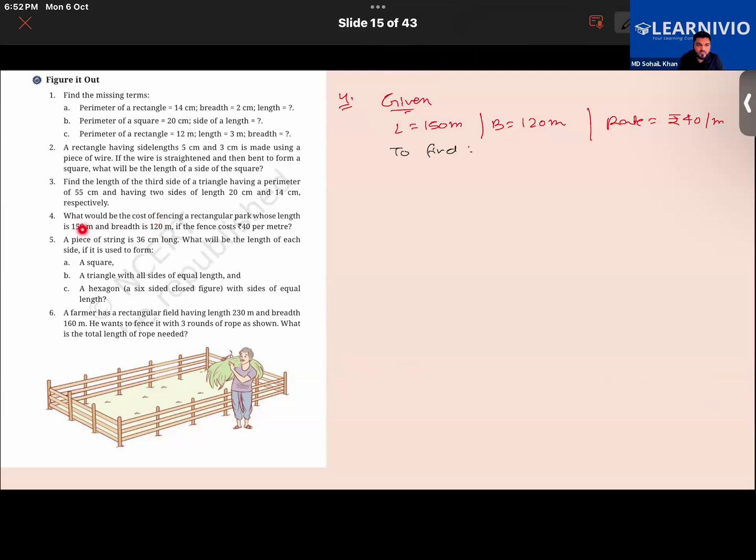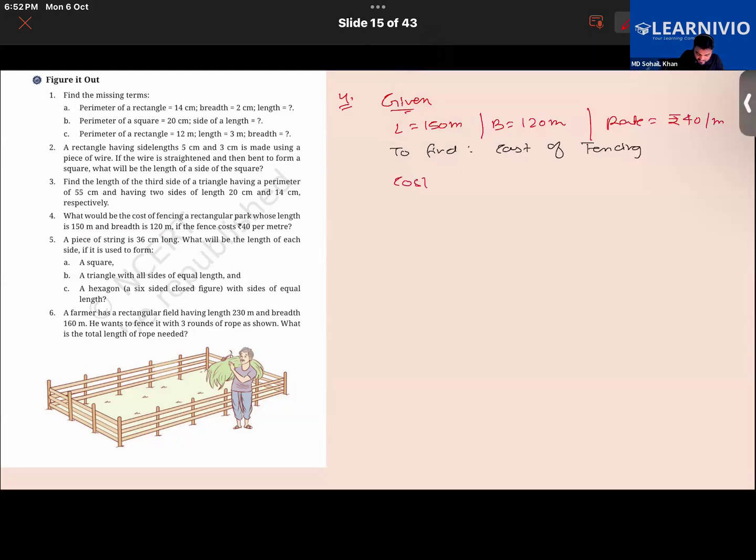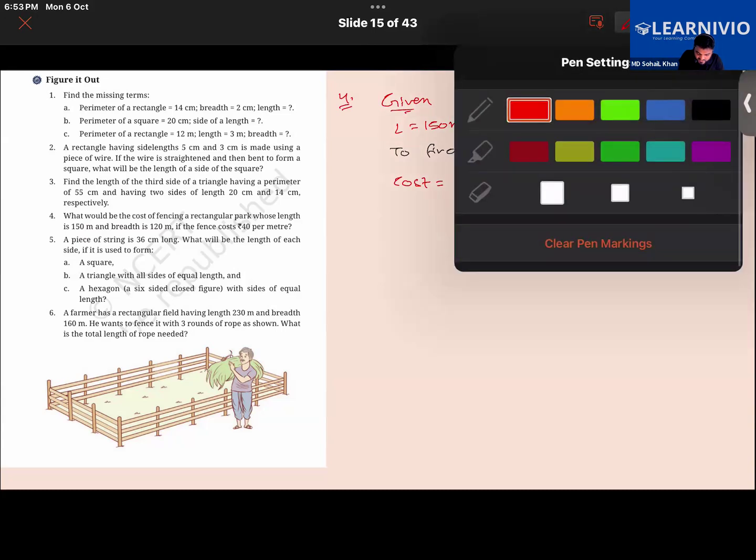Perimeter and rate. No, no, cost. Total cost. To find the total cost of fencing. So cost, just moments ago you have learned cost is equal to total. In this case, it will be total perimeter multiplied by the rate. Perimeter is not given here.